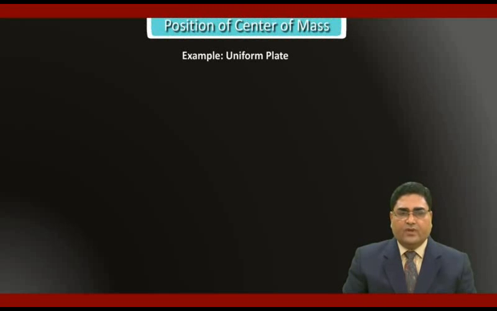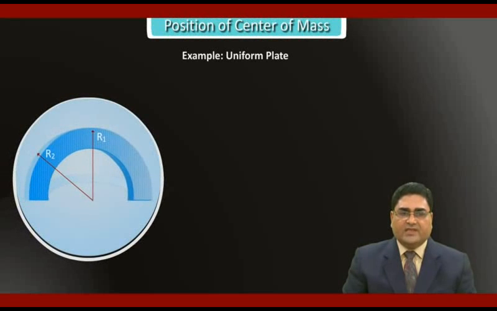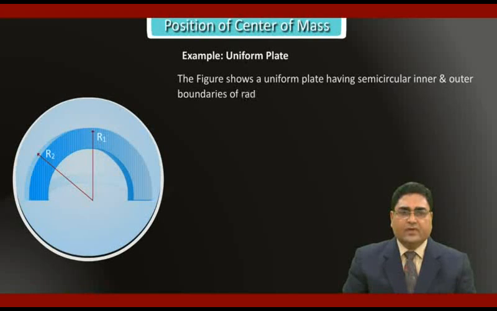Now, we are going to look at one more example to calculate the position of center of mass. The figure shows a uniform plate having semicircular inner and outer radii R1 and R2 respectively, and the mass of the shaded portion is capital M.